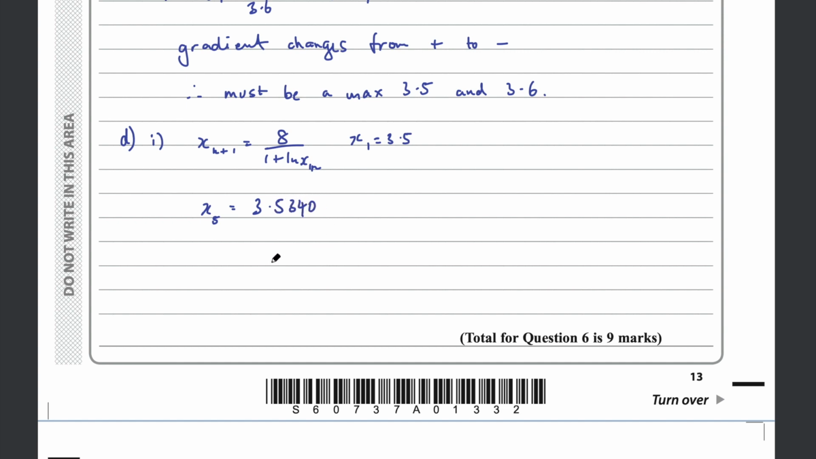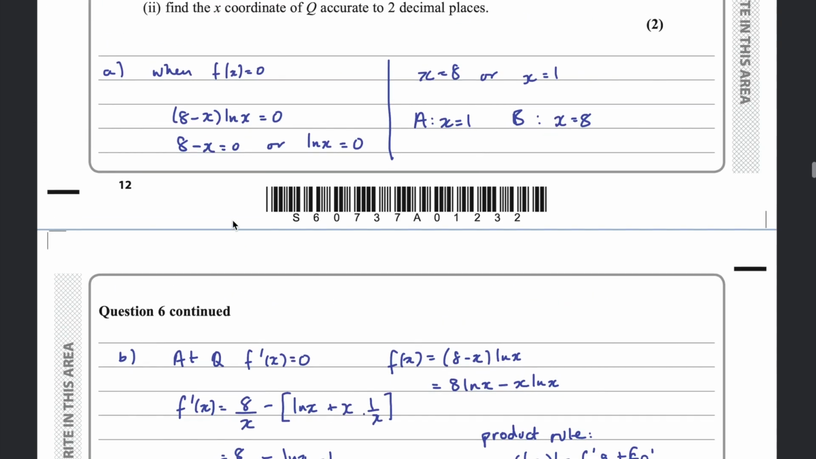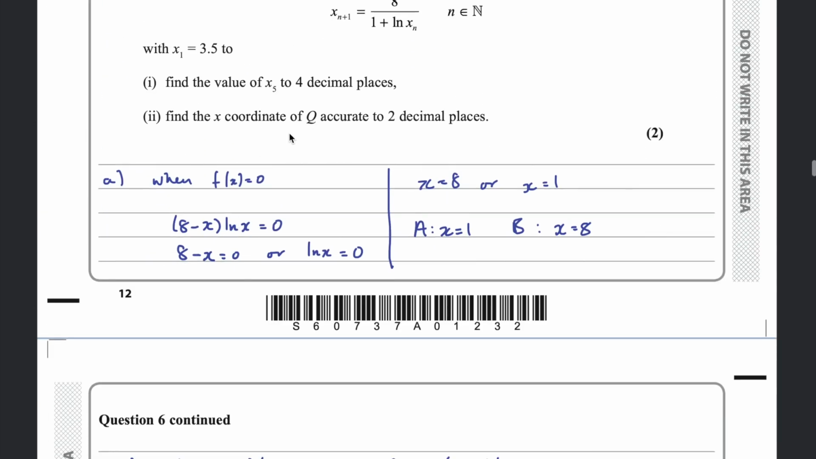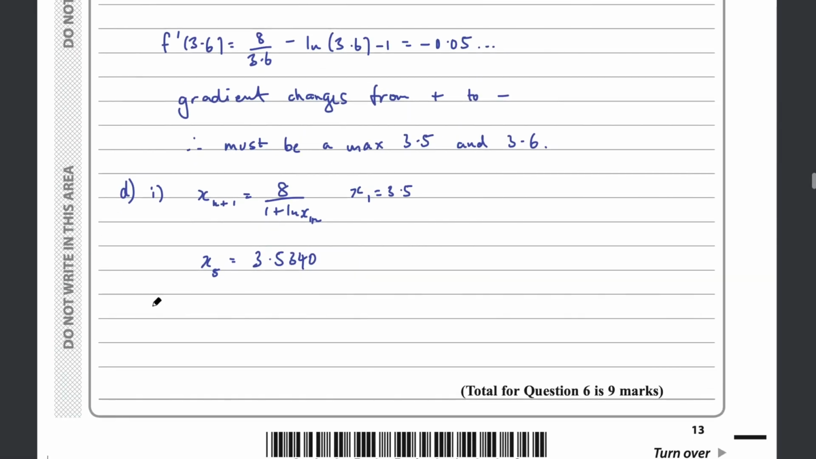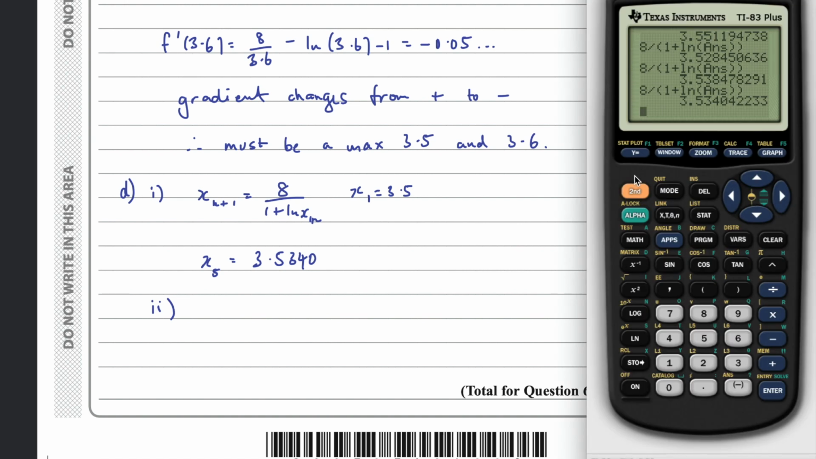Okay, so that was part I. And part 2 again was find the x coordinate of q to 2 decimal places. So for part 2 we could just keep doing this iteration.